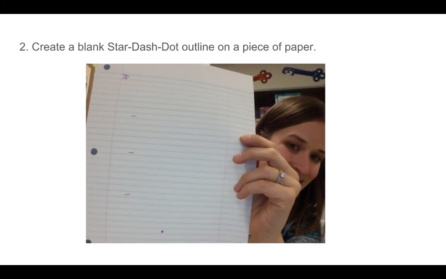Create a blank star dash dot outline on a piece of paper. Easy. Star at the top. Indent over a little bit. 3 dashes. Indent over a little bit. And a dot. Steps 1 and 2 are done.